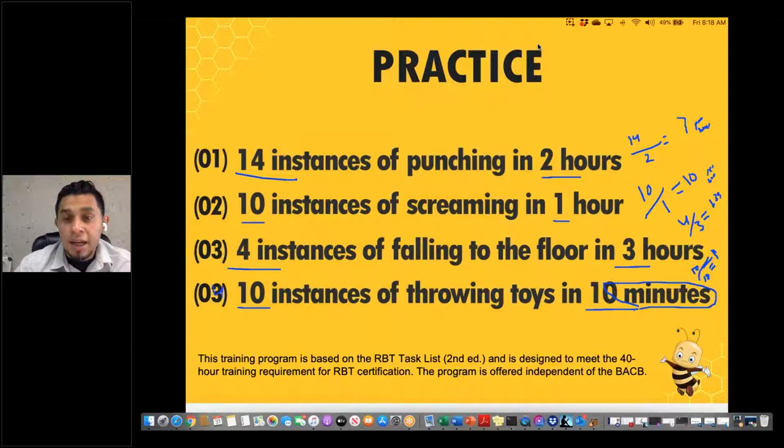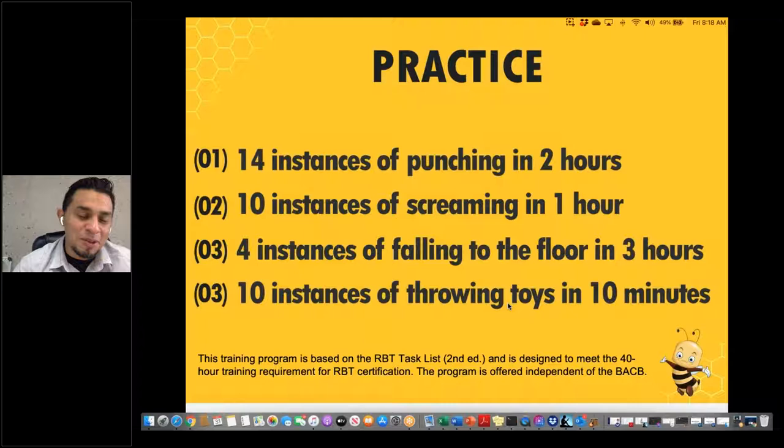Now the cool thing about all of this is that you technically don't need to worry about it as much as we used to, because now your devices, or the platforms we use, calculate that automatically for us. But nonetheless, it's good to know, because in your RBT exam, you might actually be asked that. So it's good to get that already in your repertoire.